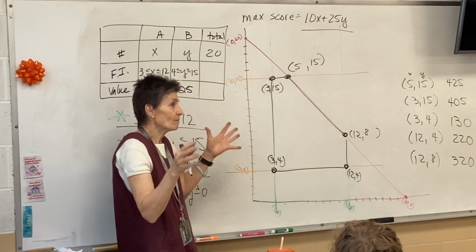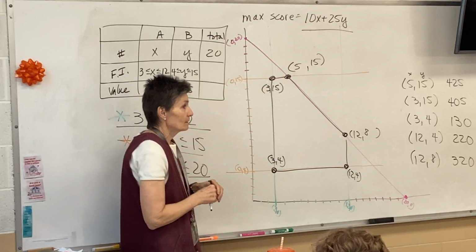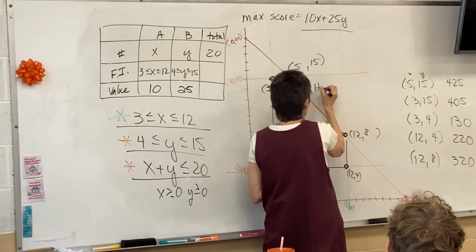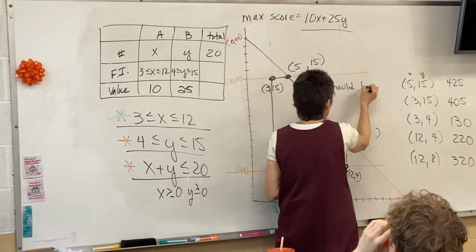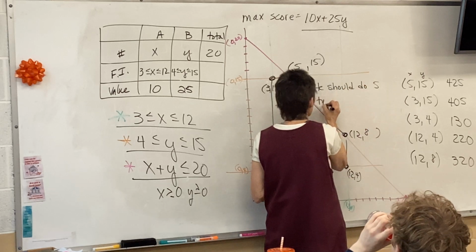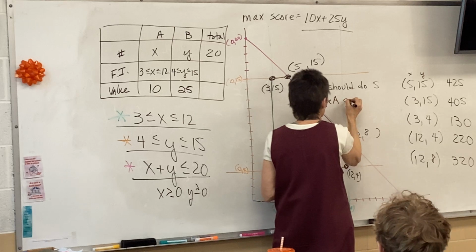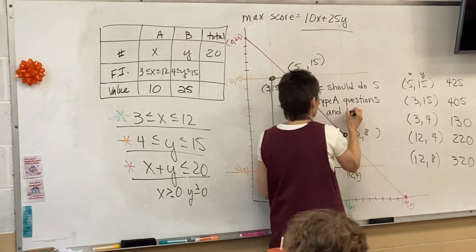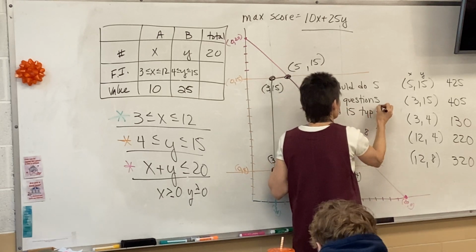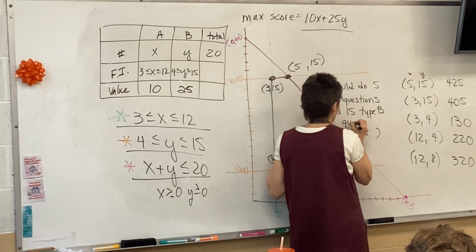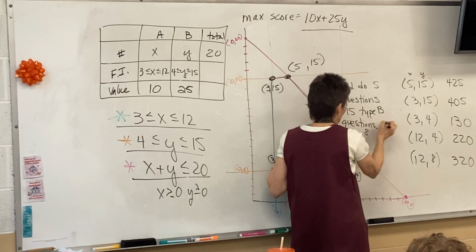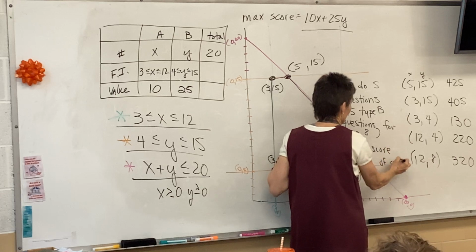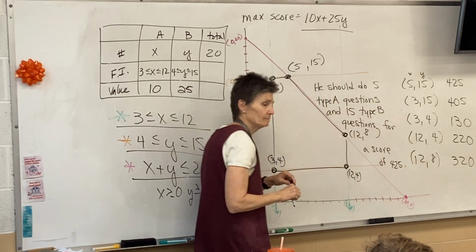Alright, then we write our answer, one sentence. What are we gonna do? He should do 5 type A questions and 15 type B questions for a score of 425.